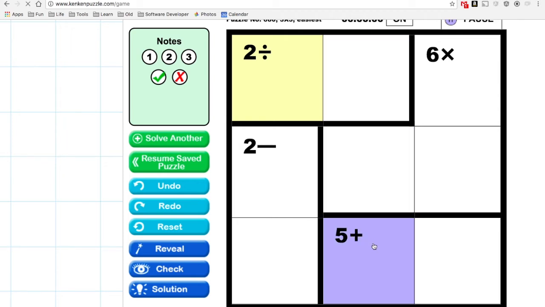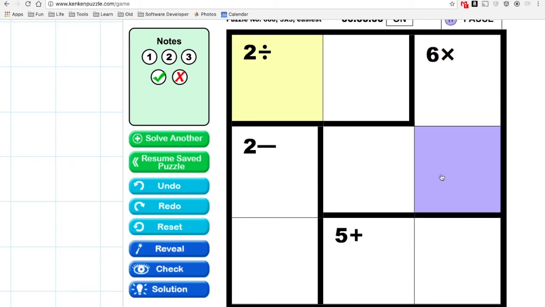Our final rule has to do with what's called cages. So you see these bold lines and how those are different than those skinny lines. Bold lines create what's called a cage, and each cage has an operation and a result. So this operation here is subtraction. The result is 2. So the two numbers that go in these two squares subtract to give a result of 2. These two numbers divide to give a result of 2. These three numbers multiply to give a result of 6. These two numbers add to give a result of 5. So let's see what we can do here. Let's see what we can figure out.